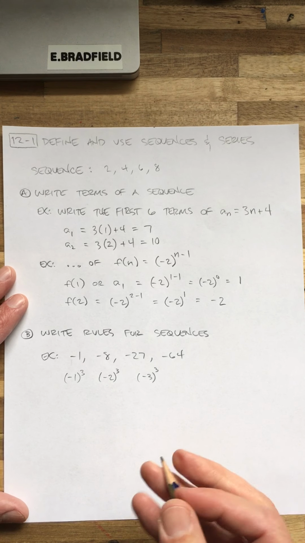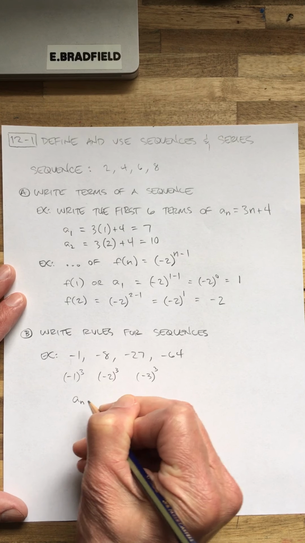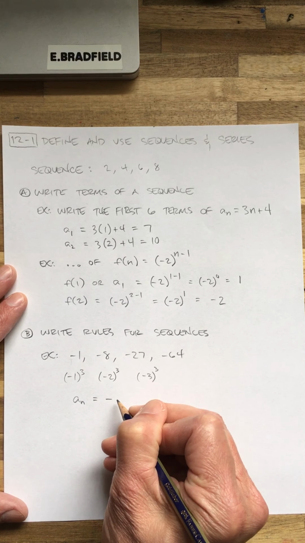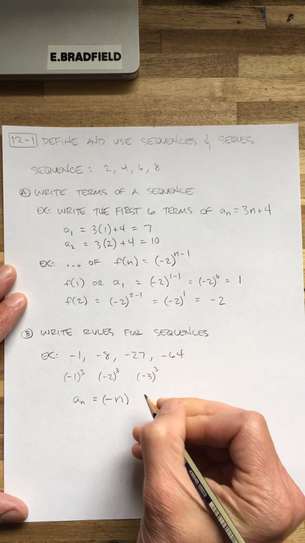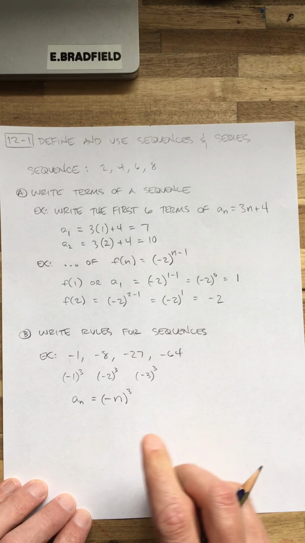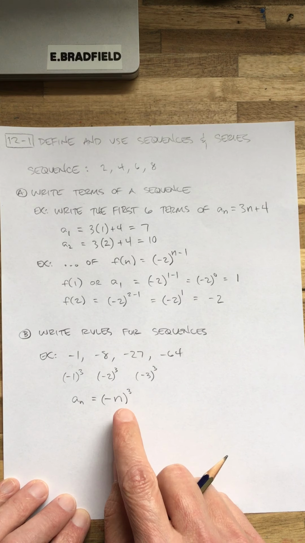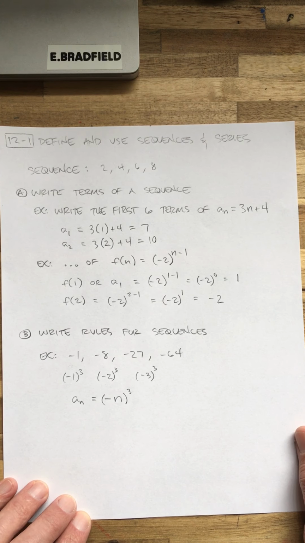So the rule is going to be, you can say a sub n if you want, a sub n equals negative n raised to the power of 3, okay? Because if you plug in 1, like we did here, that gives you negative 1. If you plug in 2, like we did here, that gives you negative 8, and so on. Okay, so there's my rule.